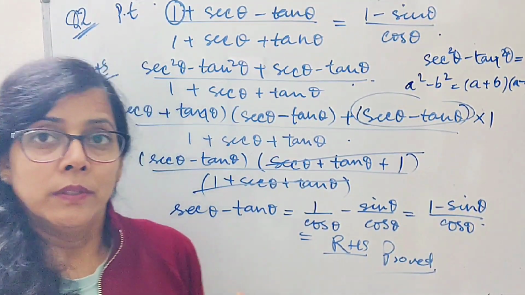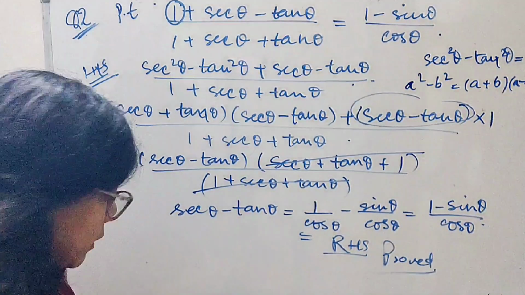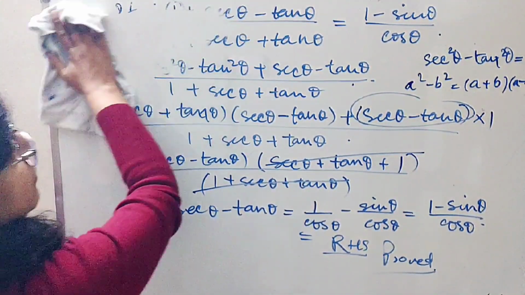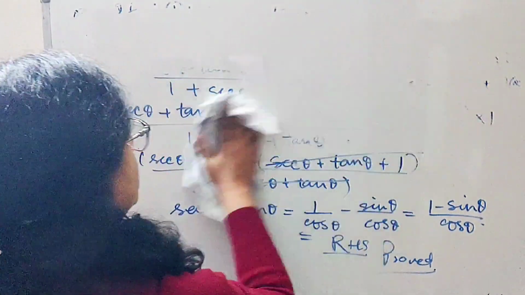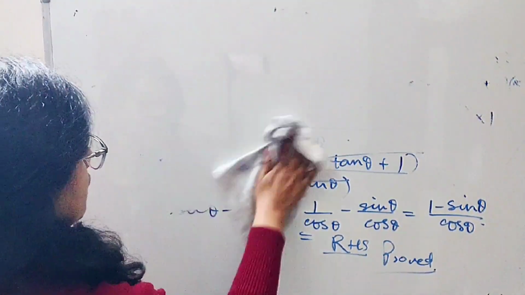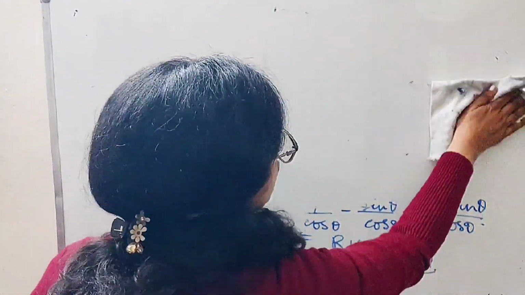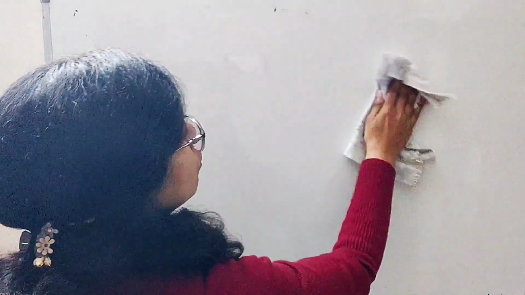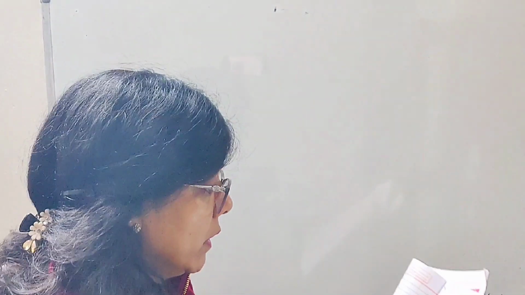Now after this, the third question. Revise all the identities which are given in this chapter, then only you can apply them in the exam. If an unknown question comes in your exam, you should learn all the identities properly so that you can use them there. So next is question number 3.